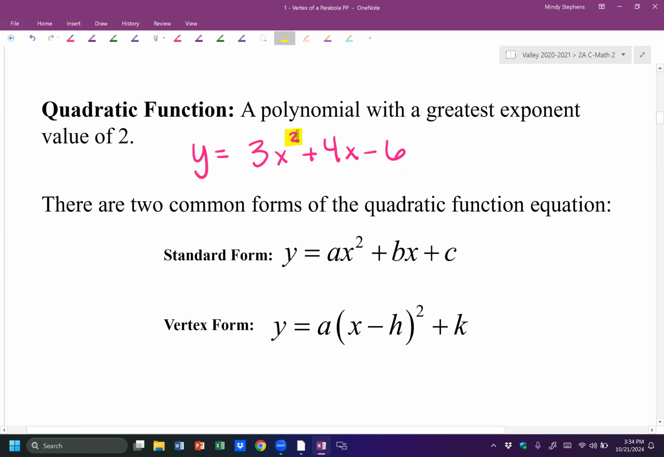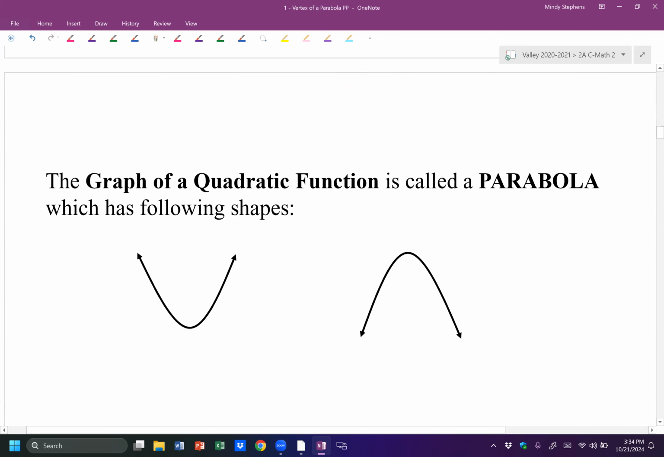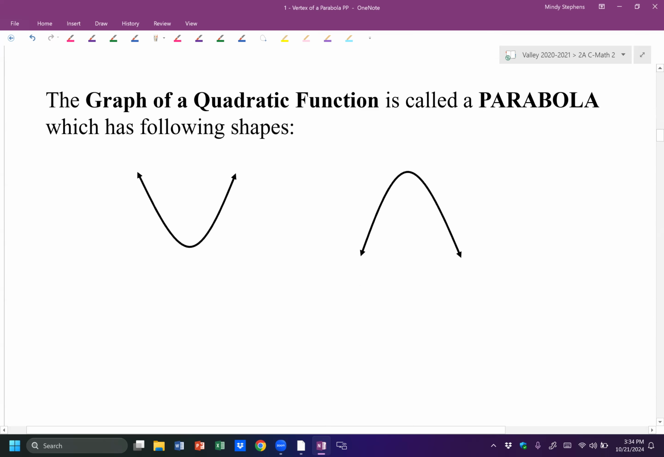There are two common forms for a quadratic function. This is the standard form, the same as the one I just did. We also have what's called the vertex form, which we're going to be using a lot today. We'll talk about that a little more in just a second. The quadratic function graphs a parabola, and this is what a parabola looks like. It's a U shape, either an upside down U or a right side up U. If you ever hear the word parabola, you know it's a U shape, one way or the other.